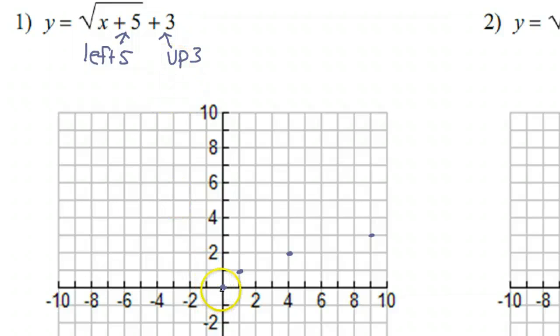So let's just start with 0, 0. If we go left 5 and up 3, that's going to be right here. Now the rest of the points will follow in the normal pattern. So I'm going to go up 1 over 1, then over 3, and then over 5. It just allows me to do it quickly. So this will be the graph of our new function.